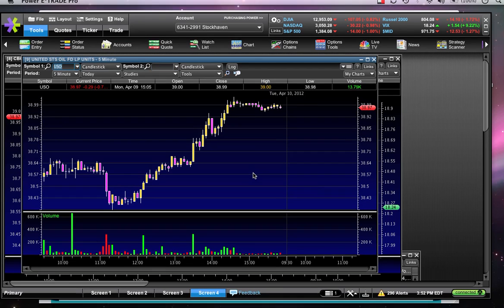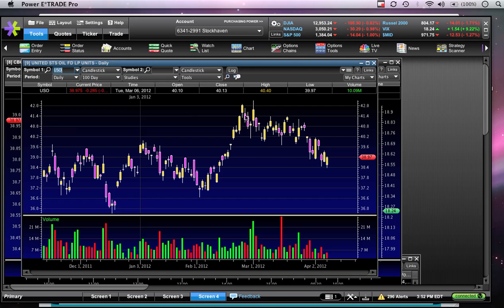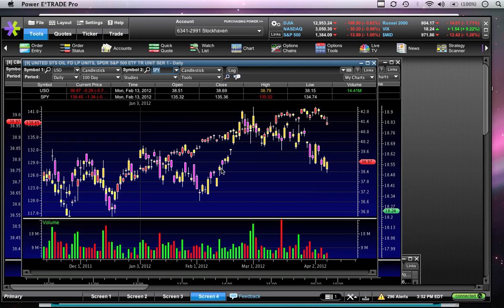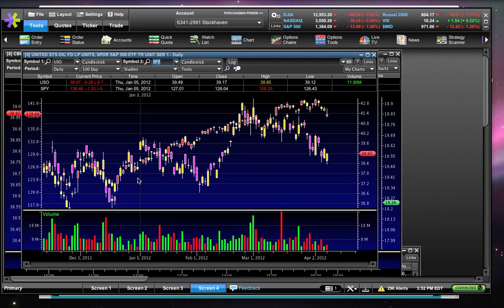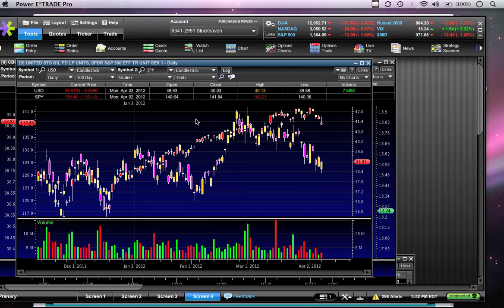Look at the action in USO, okay? It's been in a downtrend. Oil's been in a downtrend, right? Now, if we put it on top with SPY, you can see that for a while, they were correlated too. However, weakness in USO back in February has started to catch up to the market now.